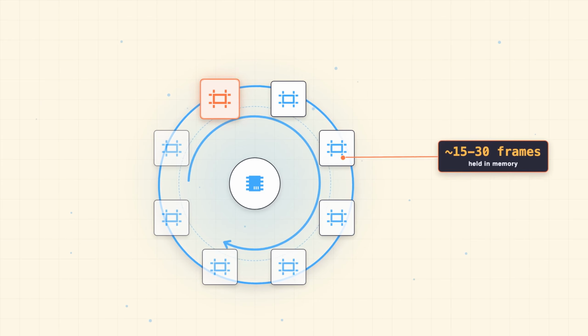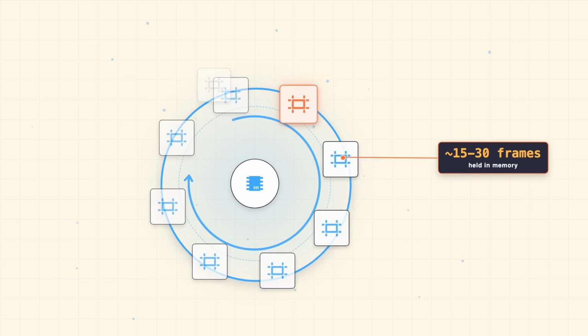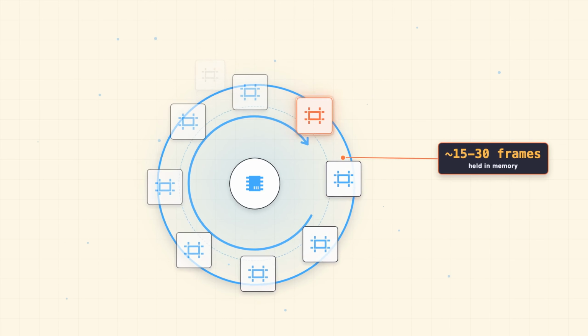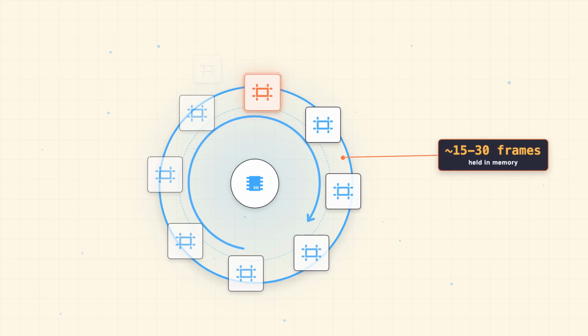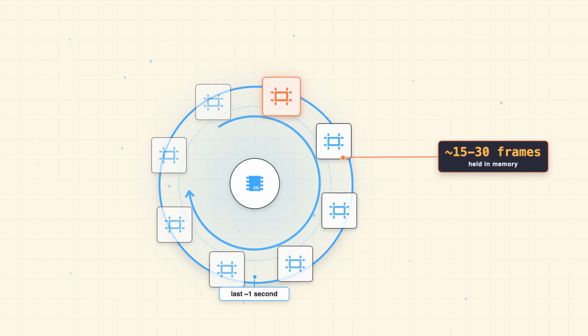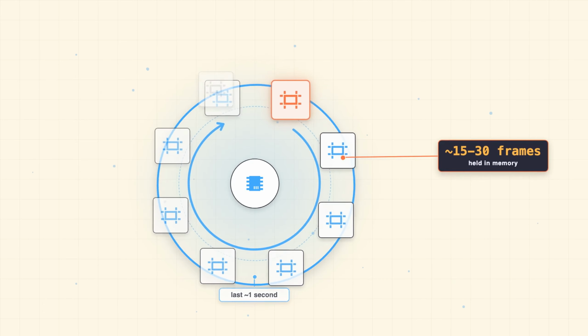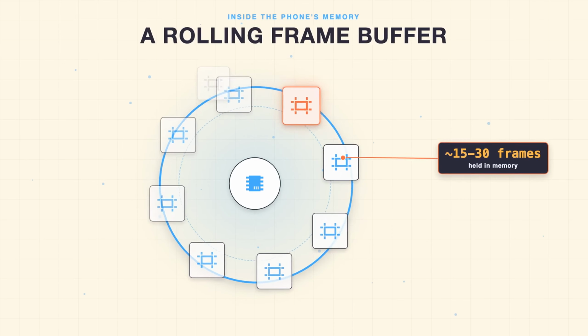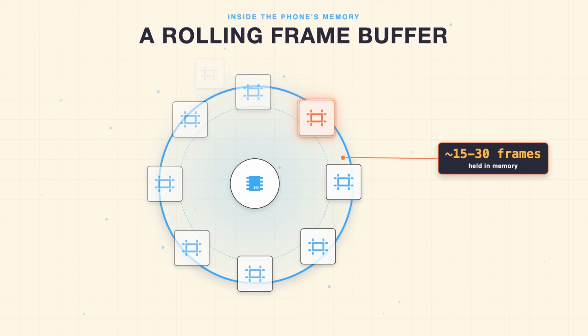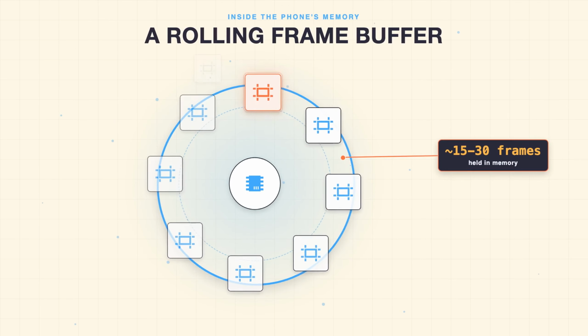Now picture the shape of it. It is a loop. When the queue is full and a new frame arrives, the oldest one gets overwritten and thrown away. New frame in, oldest frame out, over and over. So at any instant, the phone is holding a sliding window of the last second, always fresh, always rolling forward. Engineers call this a rolling frame buffer. That is the term, and it is worth keeping because it names exactly what is happening. A buffer of frames that constantly rolls.